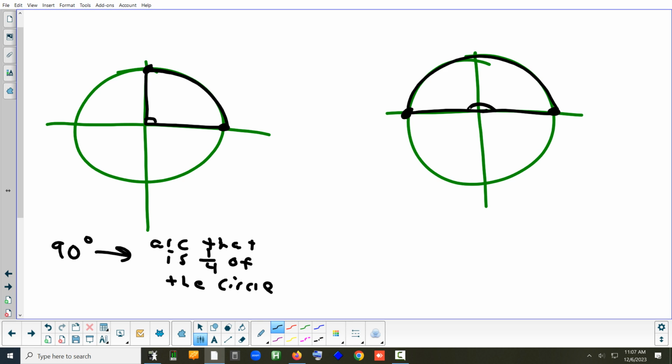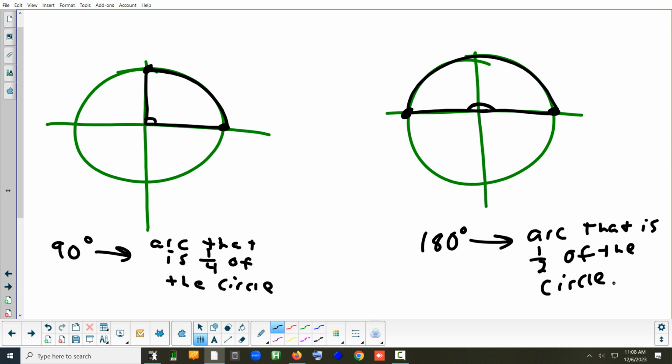Okay. How big of an angle did I draw this time? Yeah, that's a 180-degree angle. And if you draw an angle that's 180 degrees, what's the size of the arc that you get? Yeah, so in this case you get an arc that is 1/2 of the circle.